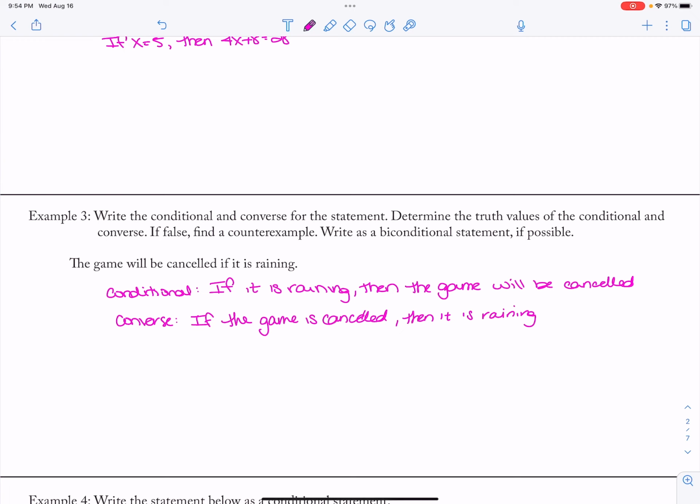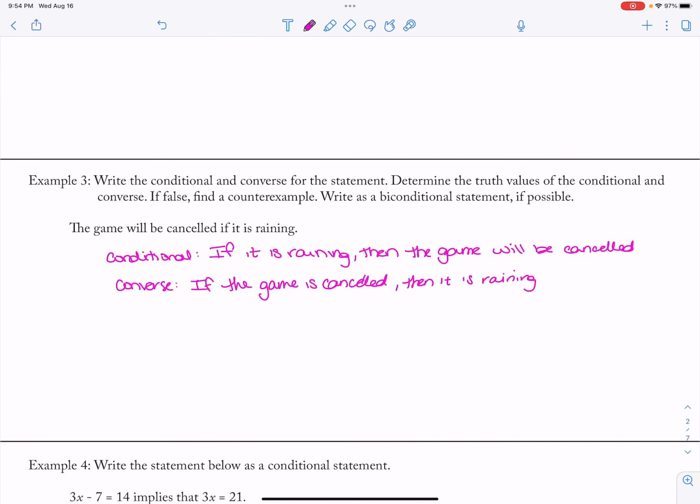Okay. And it's actually, this is false, so I cannot write it as a biconditional. A biconditional is an if and only if statement. So if your conditional and converse are both true, then you can write it as this if and only if this. In this case, it's false because the game can be canceled for another reason.